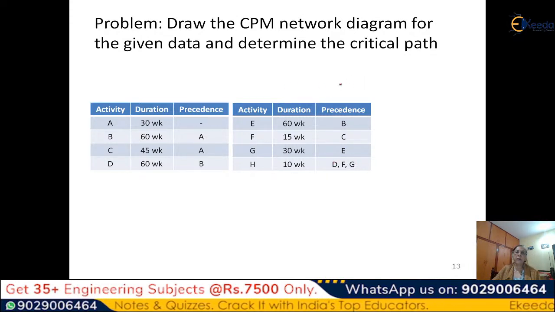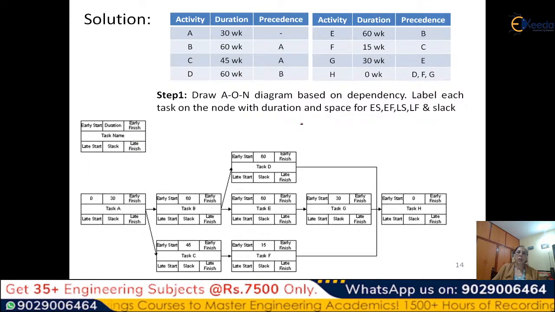So what do we have to do? We have to draw the CPM network diagram for this data and determine the critical path. So basically we have to follow the procedure that we described earlier, the two passes. For better understanding, I have put the problem here.